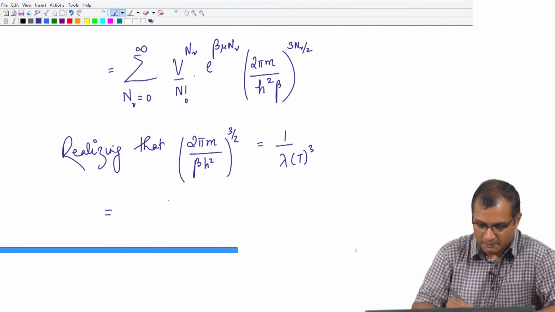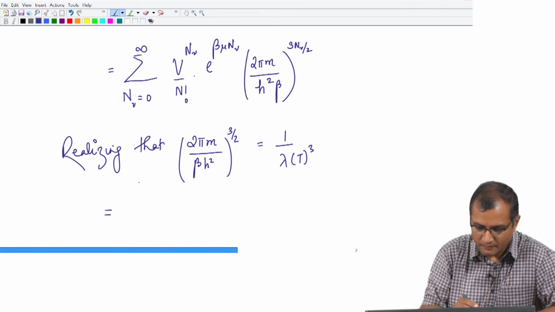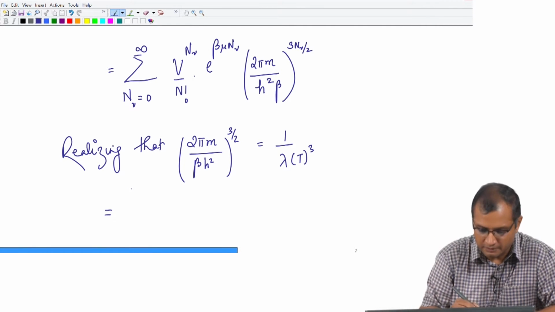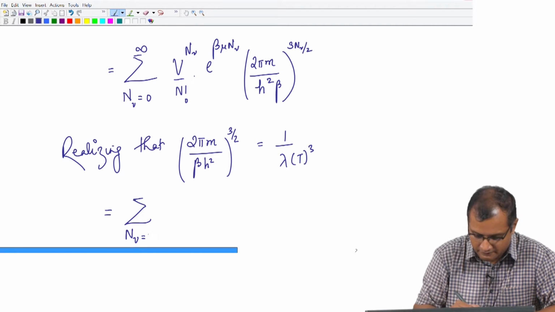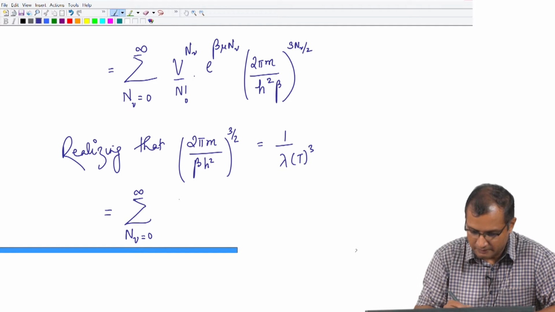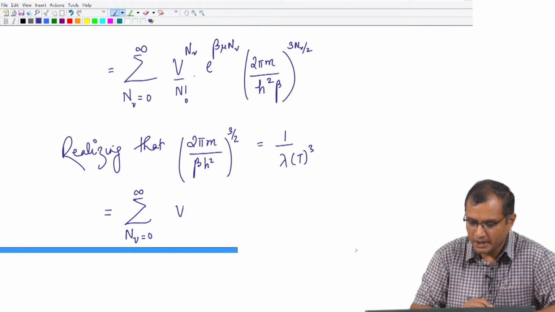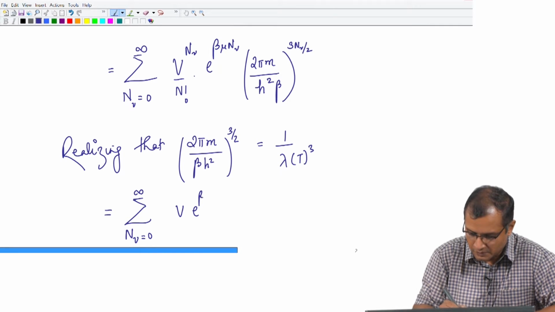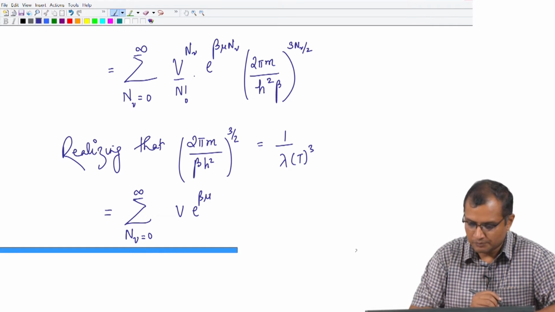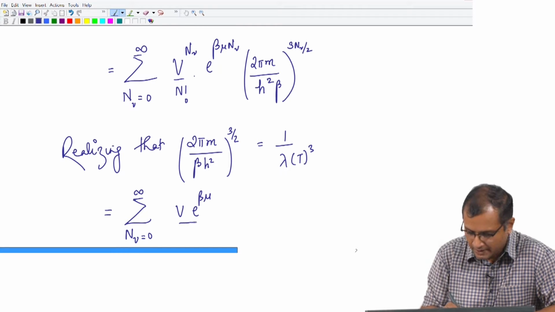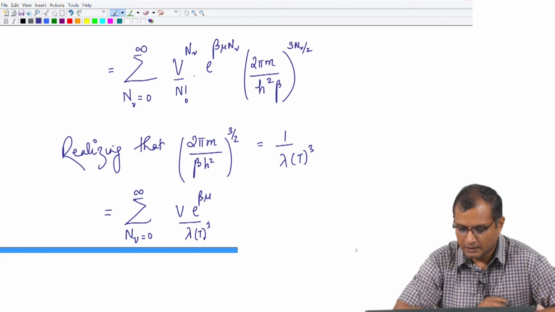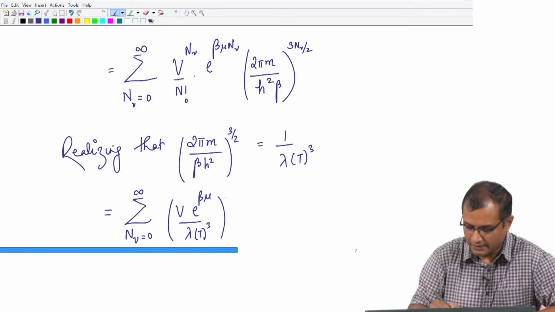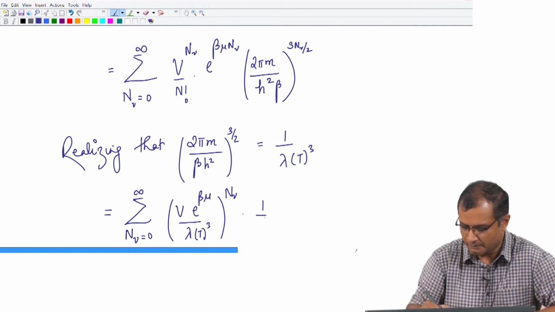So then I can rewrite my previous expression. I can just take the common power n nu and multiply all these factors. So what I will get is basically V into e raised to beta mu, divided by lambda t to the power 3, and the entire thing raised to the power n nu into 1 upon n nu factorial.